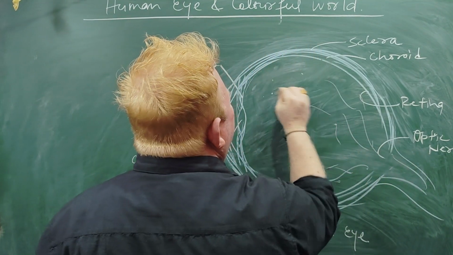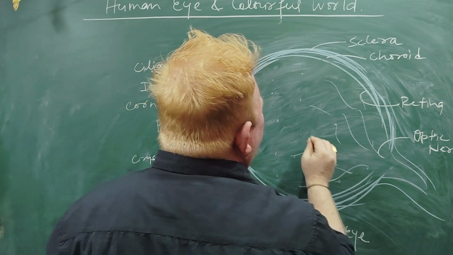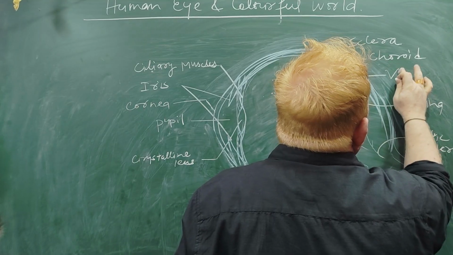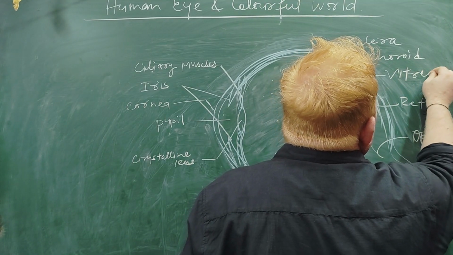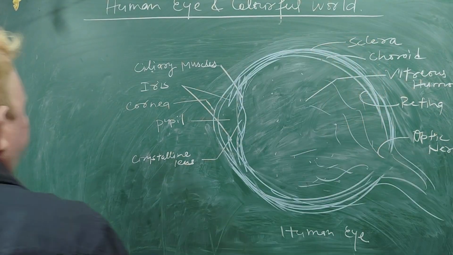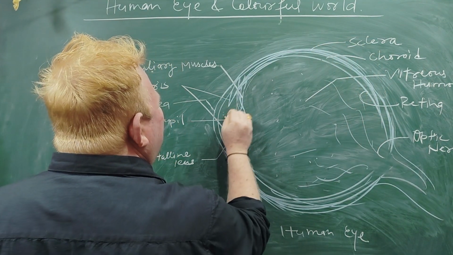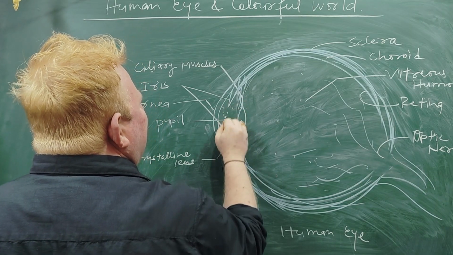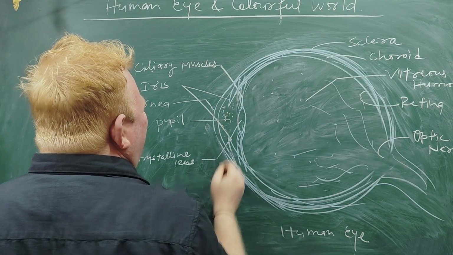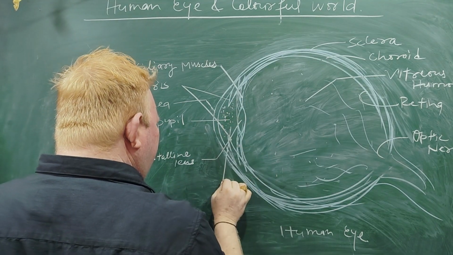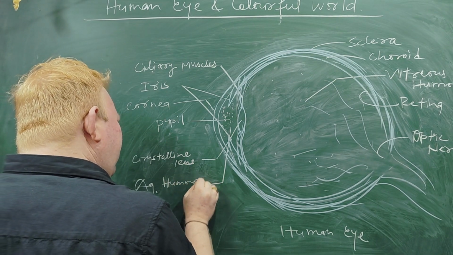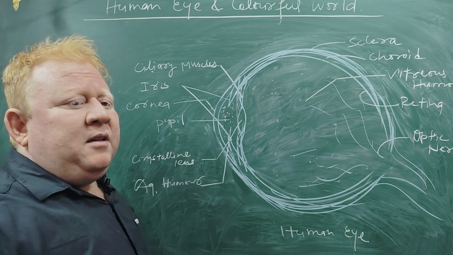Now this area is filled with humor. This is called vitreous humor, and here also, water-like, one fluid is filled. This is aqueous humor. So this is your labeled diagram of the human eye.